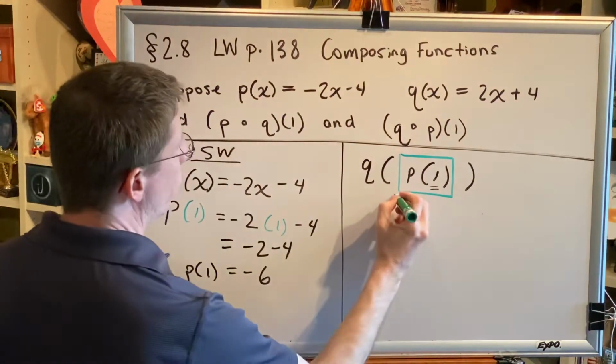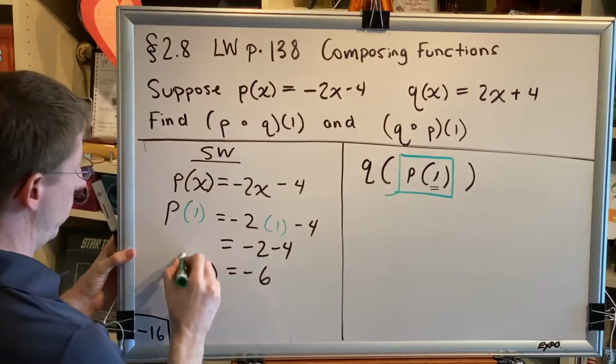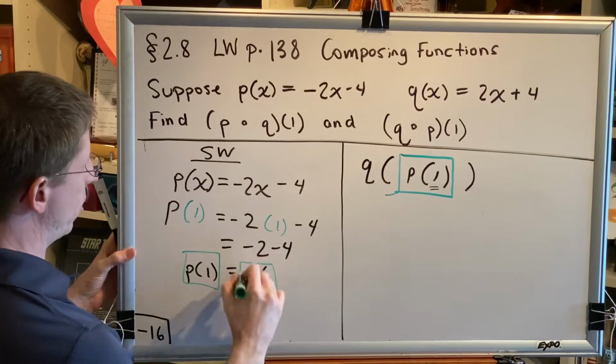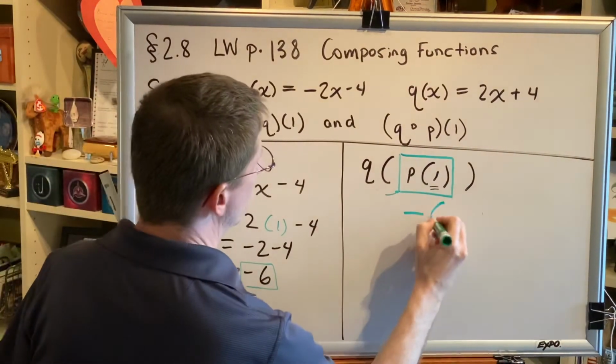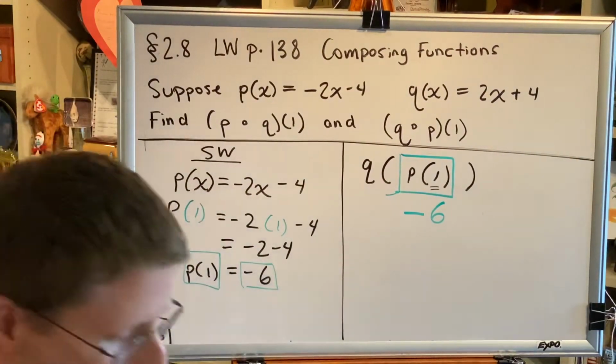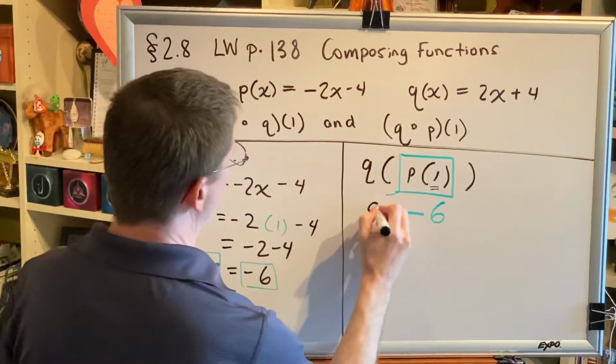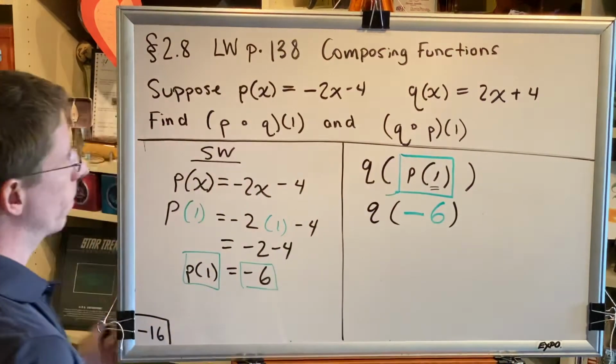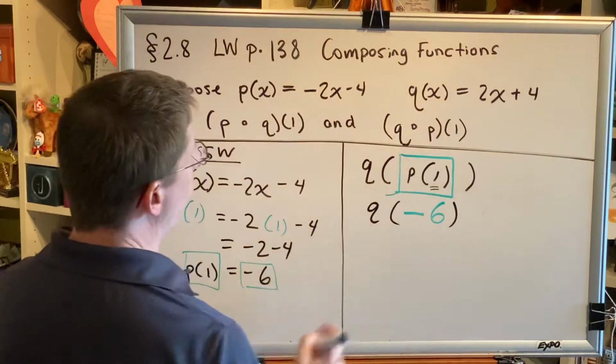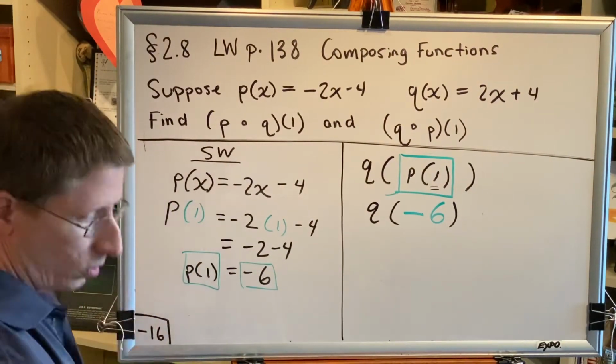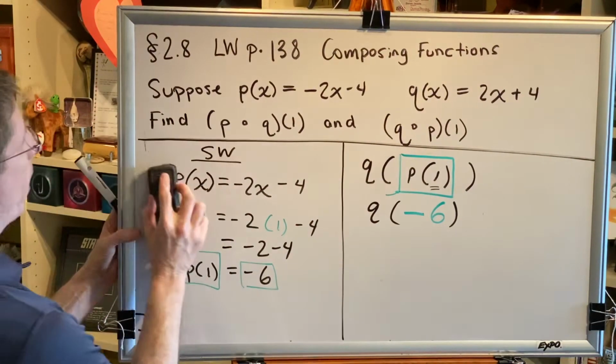This thing that we're trying to find out, what is it equal to, p of 1, is the same as just the number negative 6. So let's replace that big green box with a negative 6. Everything else around it stays the same. Now we need to find what is q of negative 6. And again, we'll do that in our side workspace.